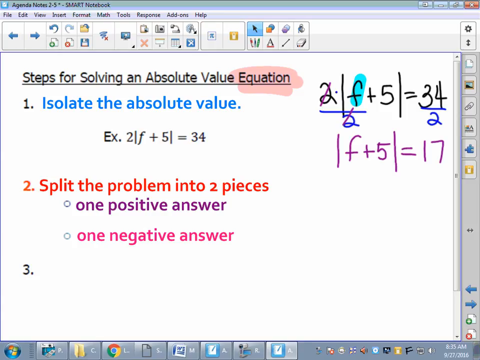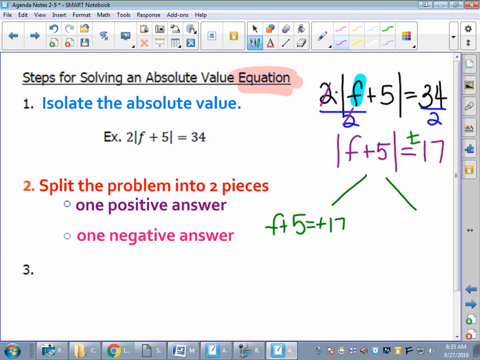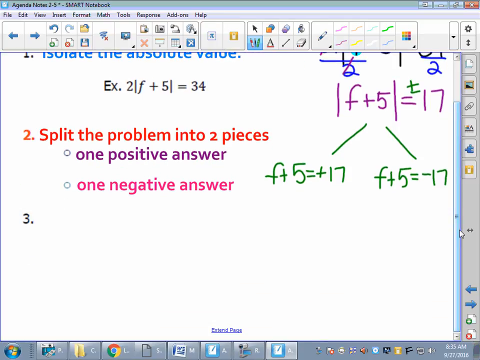So that f plus 5 that I've got over here on the side with the absolute value equals 17, let's branch that off into 2 places. It could be a positive 17, it could be a negative 17. So I'm going to eliminate the absolute value sign and do f plus 5 equals positive 17, f plus 5 equals a negative 17. So one positive answer, which was 17, one negative answer, which was negative 17.